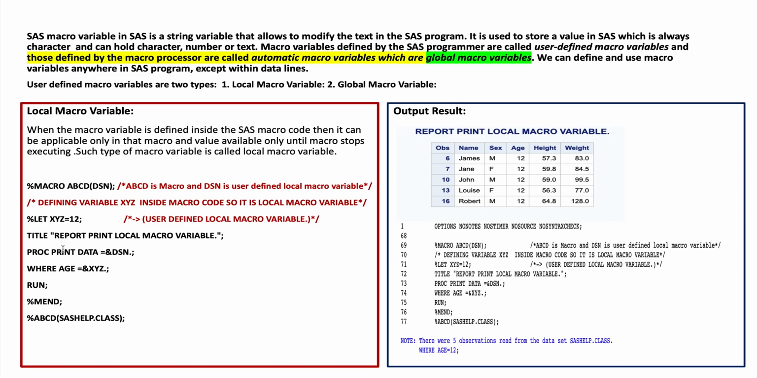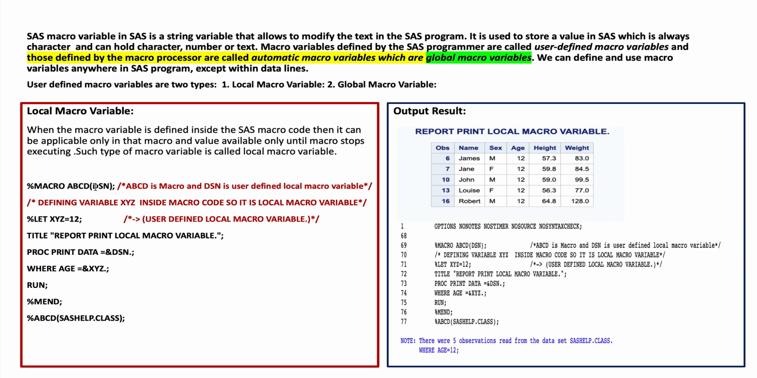Suppose the title is "report print local macro variable", proc print data. We are calling local macro variable DSN, where age equals &xyz. We are calling macro variable xyz. Run, %mend, and we are calling macro %abcd here by providing the sashelp.class dataset.